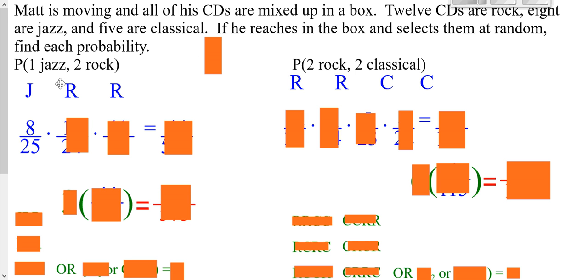So now we got to get a rock. Well, let's see, there's 12 rock, but because 1 jazz has been used, there's only 24 CDs left. Now we got to get a second rock. Well, 1 rock's been used, so there's only 11 left in there. 2 CDs have been pulled out, so there's only 23. So if we multiply these together, we get this.